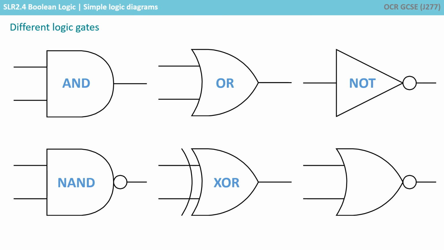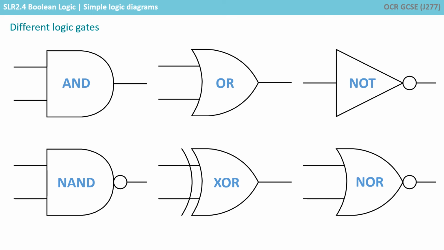The next one is an XOR gate. This is called an exclusive OR gate. If you remember, an OR gate outputs 1 if either of the inputs are 1 or if both of the inputs are 1. With an exclusive OR gate, it will only output 1 if one of the inputs is 1 and the other is 0. It wouldn't output 1 if both of them were 1.